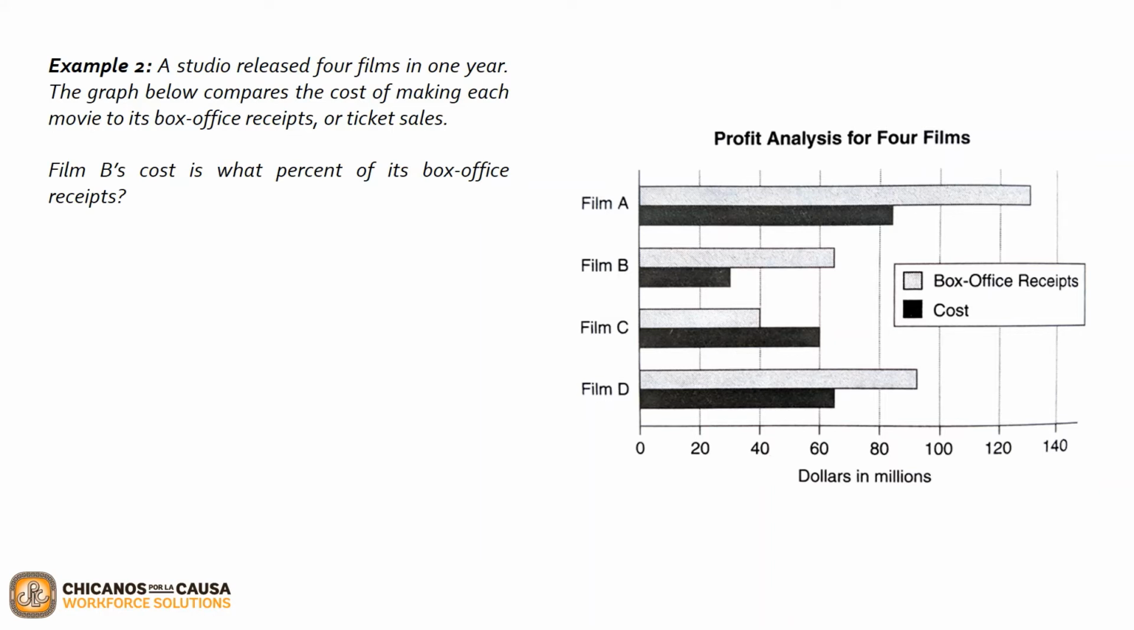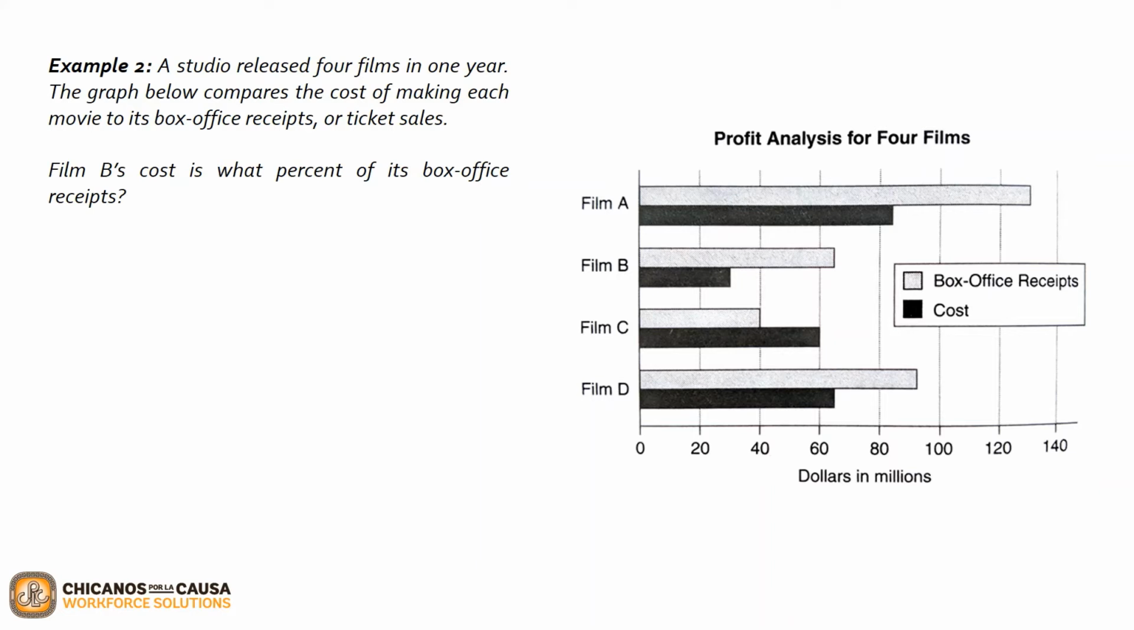Okay, let's go ahead and look at another example. This one is going to look a little bit different, as while it is a bar graph, it's a double bar graph. So example 2. A studio released 4 films in 1 year. The graph below compares the cost of making each movie to its box office receipts, or ticket sales. Film B's cost is what percent of its box office receipts?